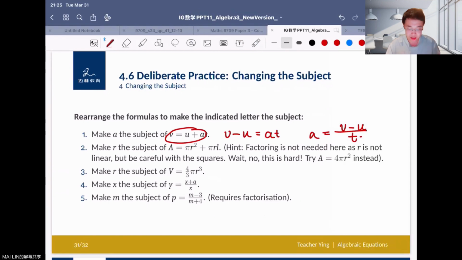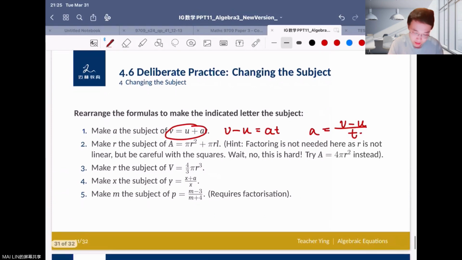And maybe on the second equation, you can find A equals pi r squared plus pi r L, right? We want to make r the subject. So first, you can find here is pi r squared plus pi r L. You can first just divide by pi on both sides. So it becomes r squared plus rl equals A over pi, right?